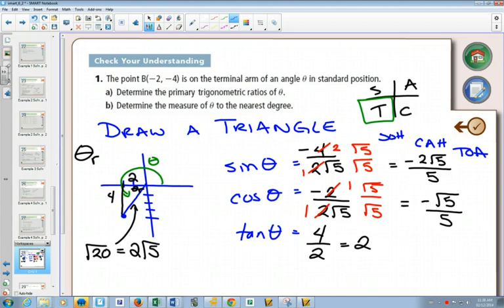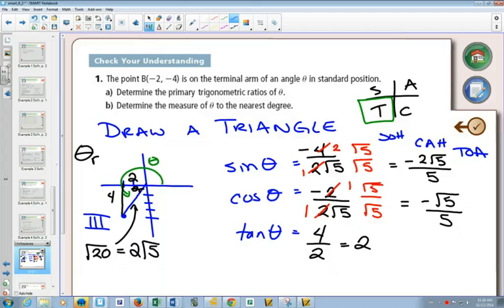Cosine. The A stands for all of them. All of them are positive in quadrant 1. The T stands for tan, and the S stands for sine. So in quadrant 2, only sine is positive. This one is in quadrant 3, and so only the tangent is positive.